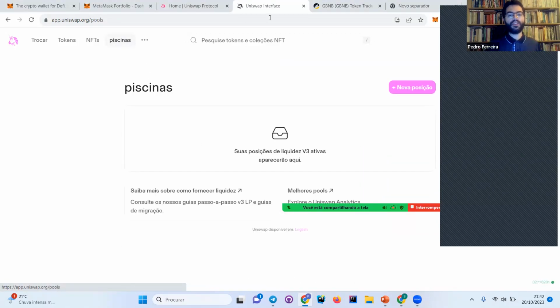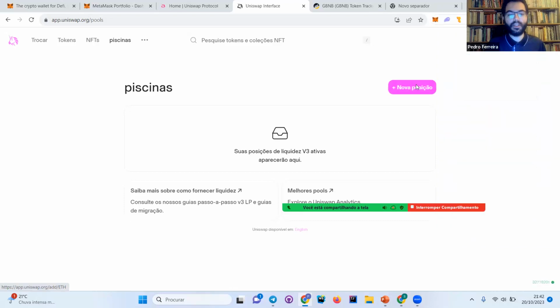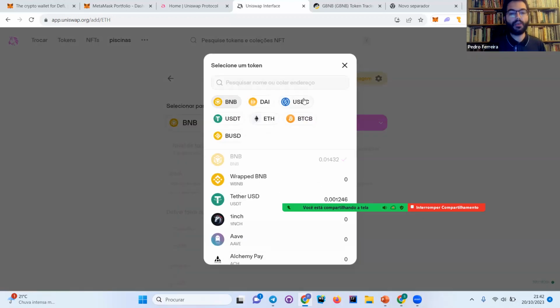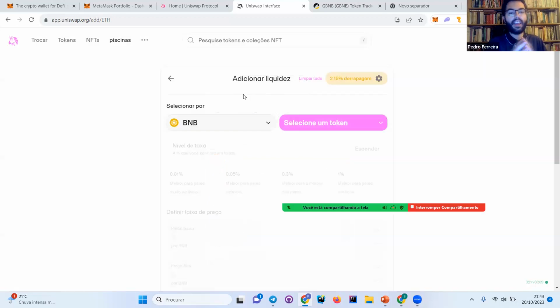As the owner of the project, I am going to create a position, in this case in version 3 of Uniswap. Basically, what I'm going to do is select the tokens that I want to add. I can add BNB, DAI, USDC, USDT, Ethereum, BTC. You can add whatever token you have. If you have the contract address, you can add any token.